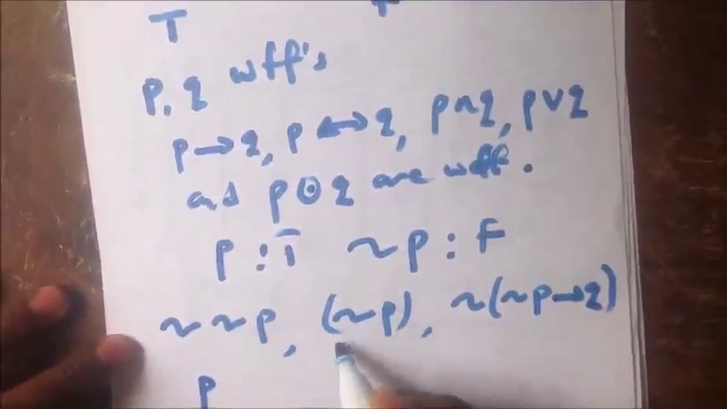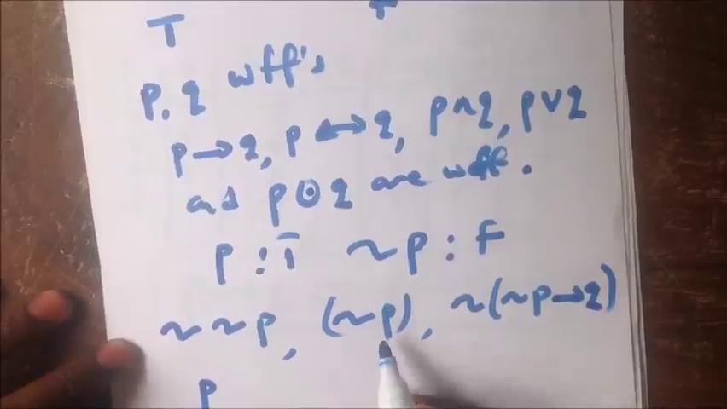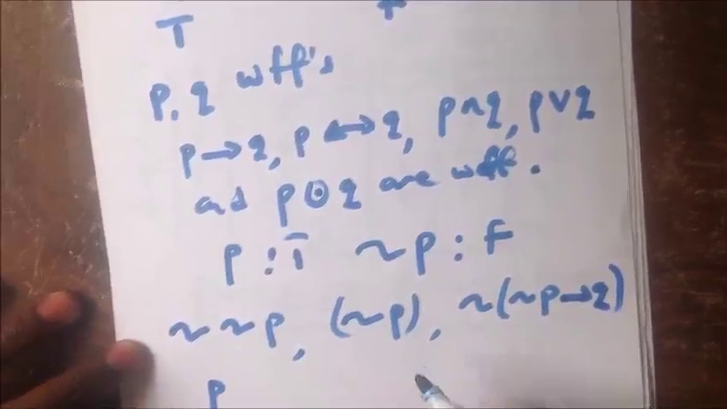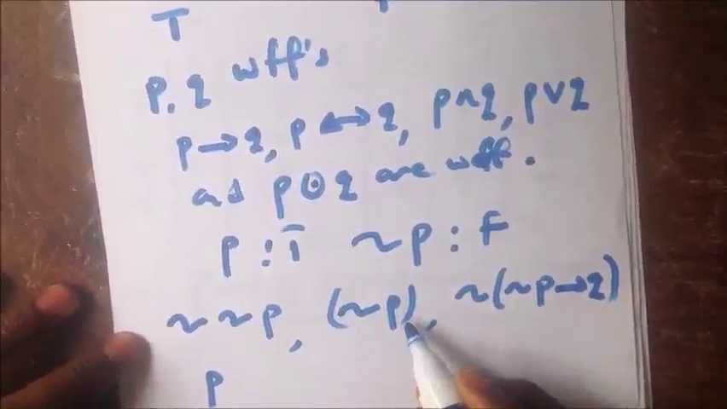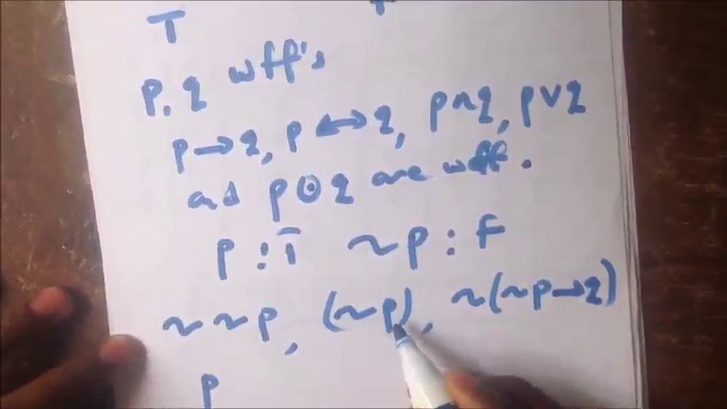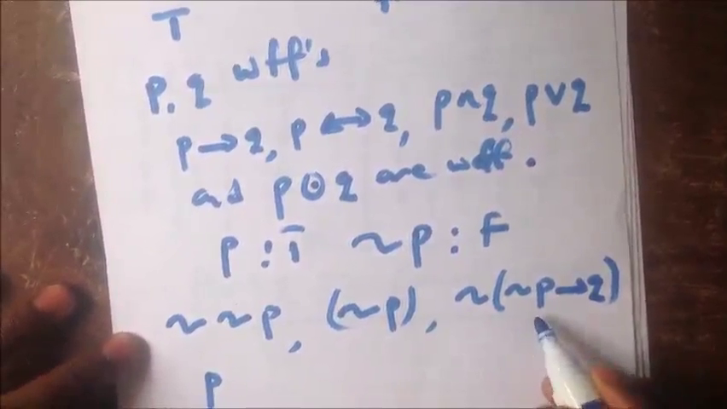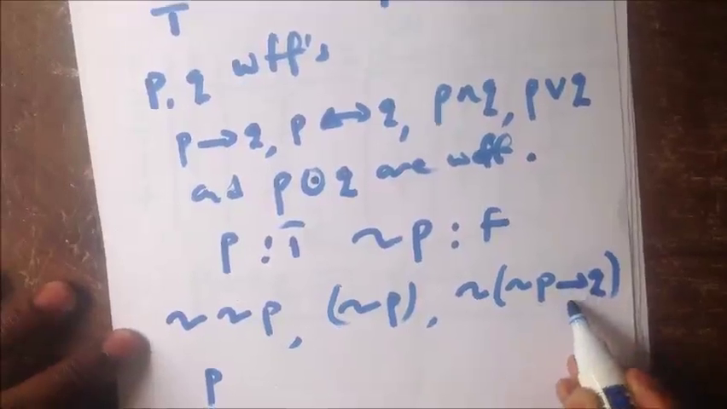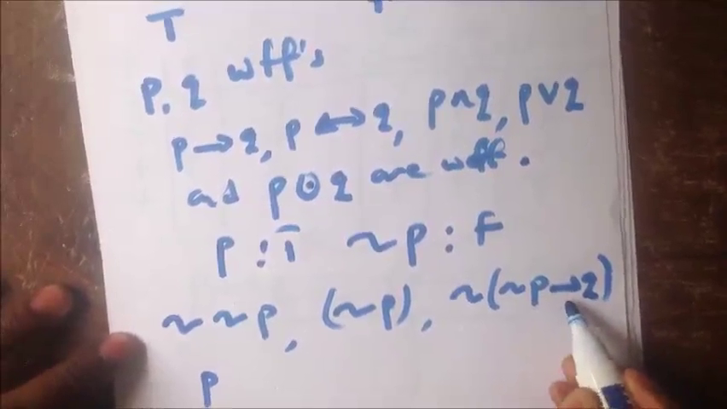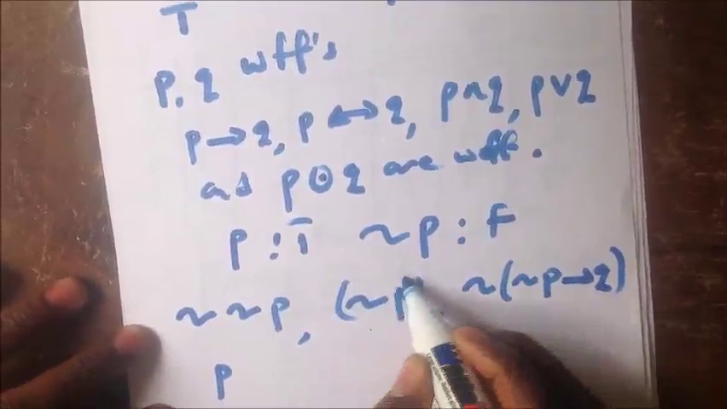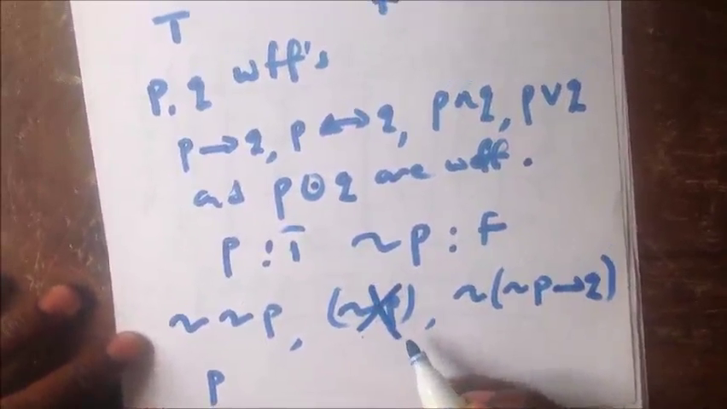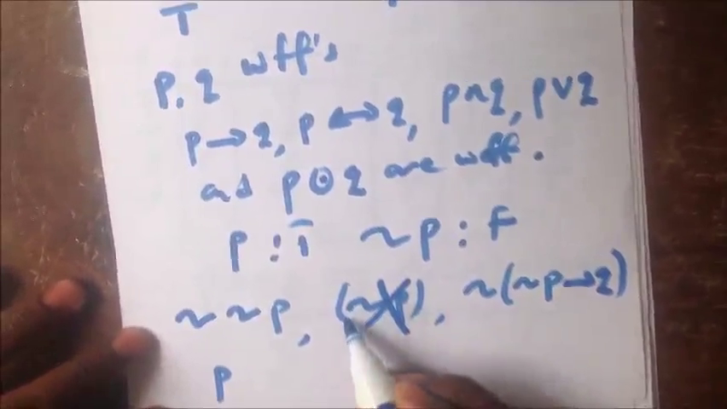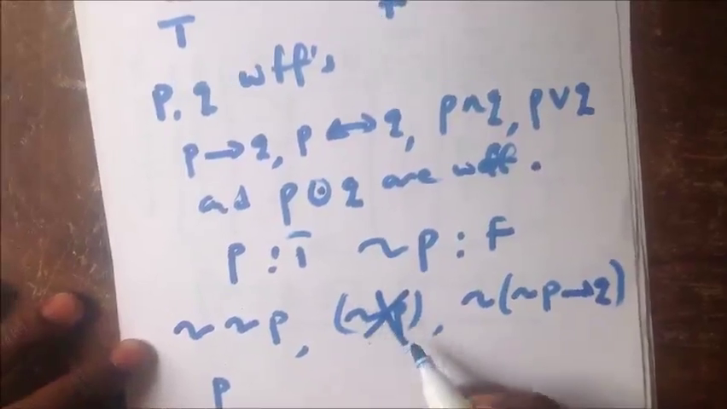But this bracket doesn't make sense. Why? Because we don't have a connective. We don't have any sentential connectives here, so this bracket cannot exist. But this one exists. Why? Because we have a sentential connective inside, which is implies. So this one, the bracketed negation of P, is not a well-formed formula, because there's no sentential connective and we are putting a bracket onto it.